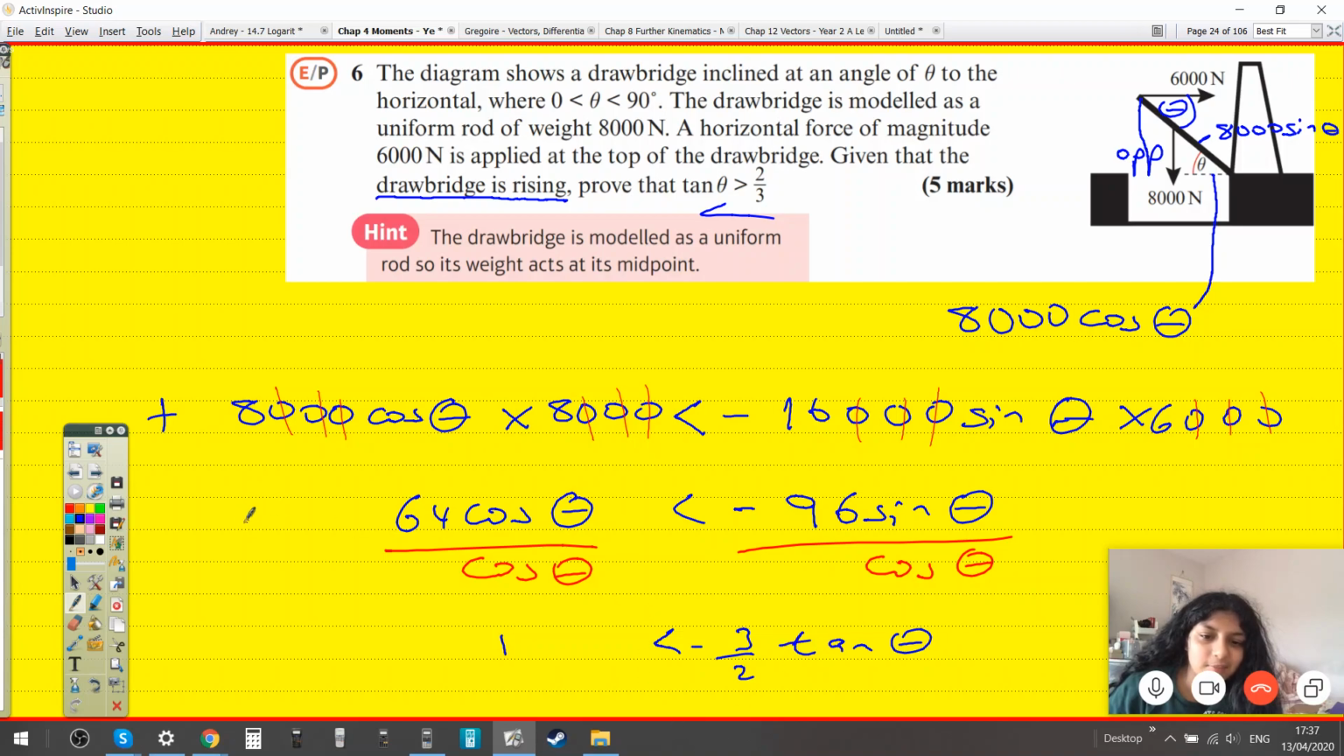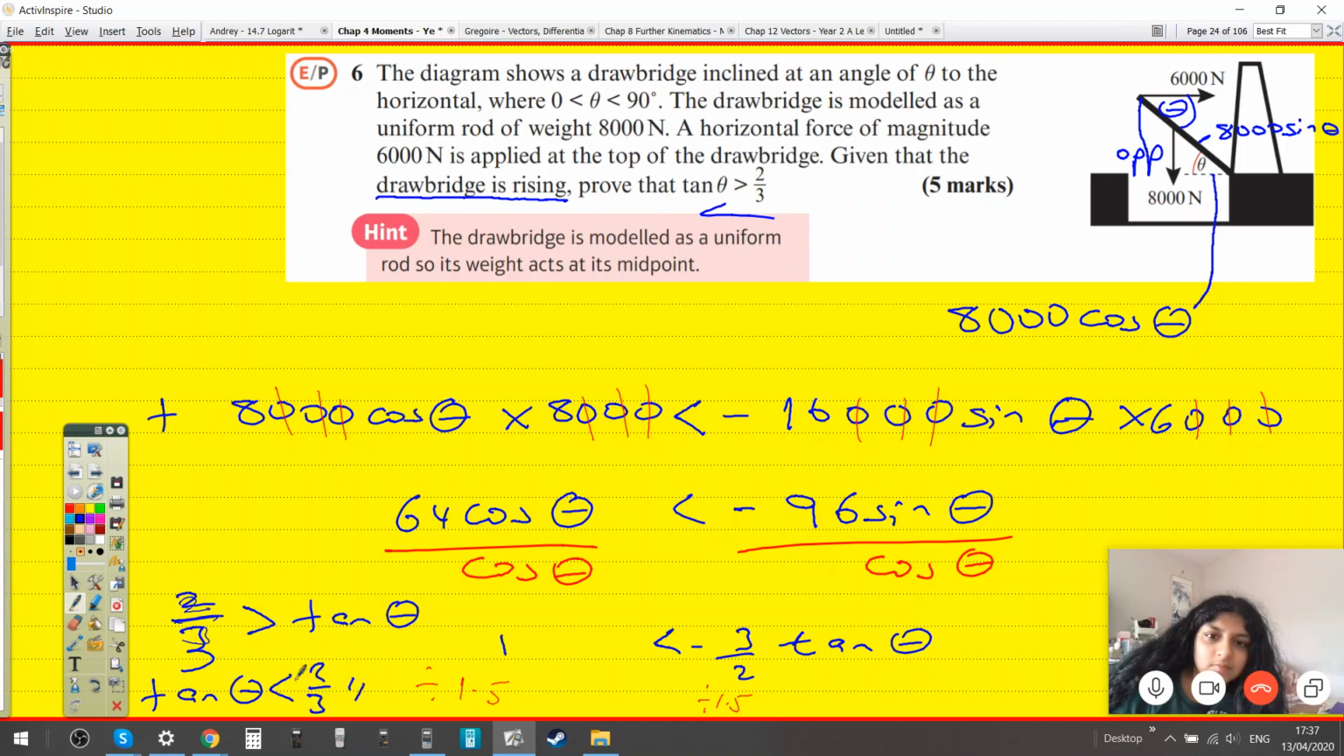Then you have to divide by minus 1.5, so you have to flip the inequality sign. And then you'd get 2/3 on the side that has 1. You divide it, flip the inequality sign, you divide it by negative. That's tan theta.